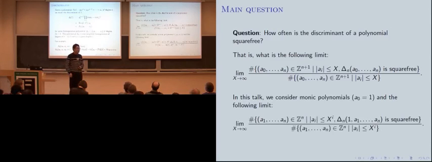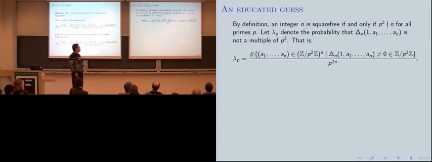In this talk, I will be focusing primarily on monic polynomials. Those are the cases where a_0 is actually 1. And in that case, it's more convenient to think of the discriminant as being weighted homogeneous. Degree i, and then I will be looking at a skewed box where each a_i can go up to x^i, and ask for the proportion and then a limit.